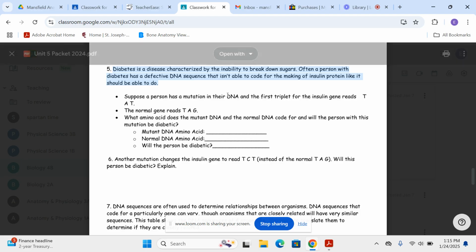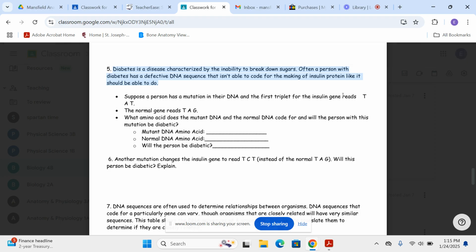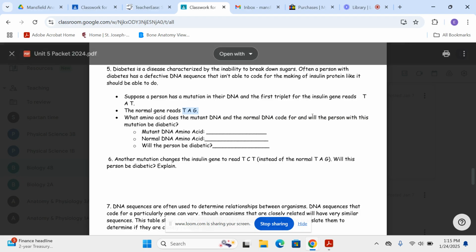It says, suppose a person has a mutation in their DNA and the first triplet, so their first codon for insulin reads TAG, or TAT, my apologies, TAT. The normal version is TAG. And it says, what amino acid does the mutant DNA and the normal DNA code for?